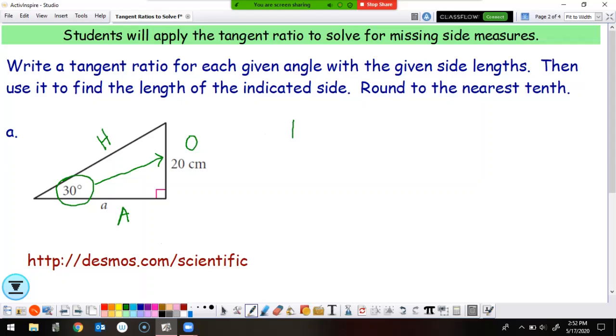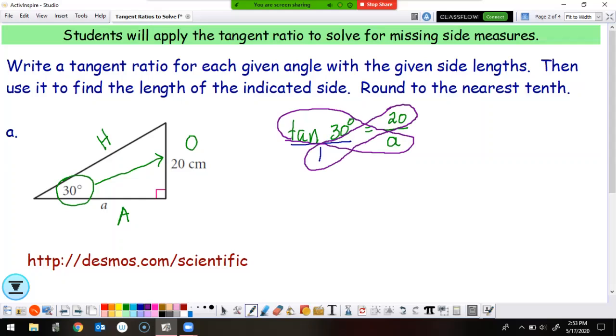So we can write that the tangent of 30 degrees is going to equal the length of the opposite side, which is 20, over the adjacent side, which is A. And as I've mentioned before, we can write this as a proportion, write the tangent of 30 over 1, so that we can use the cross multiply or the butterfly method to write this in a way so that we don't have any fractions, and it makes it easier for some of you to see how to solve this.